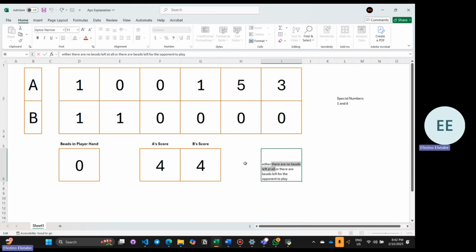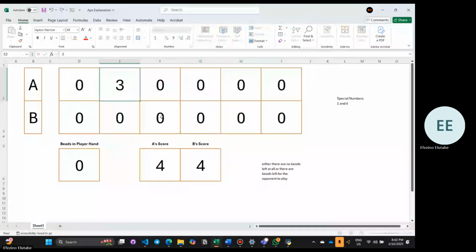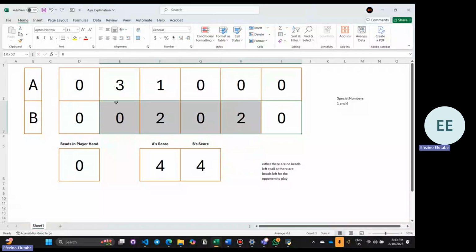Now, the second condition is met when there are no bits left at all. So this comes to ending the game, right? So ending the game, let's assume you have 3. This is 2, this is 2, and this is 1, and it's player A's turn. So at this point, there are just 8 bids left.